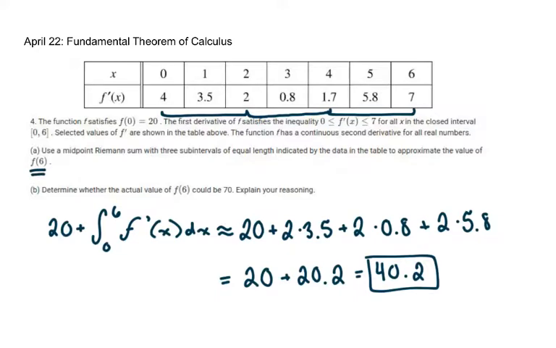So there's a couple different ways to do part B. We've got an approximation of 40, and they're saying, okay, well, what would the actual value be? Could it be 70? And explain your reasoning. So there's a lot of different ways to do this. I think that the easiest way to do this, I'm going to erase really quick.